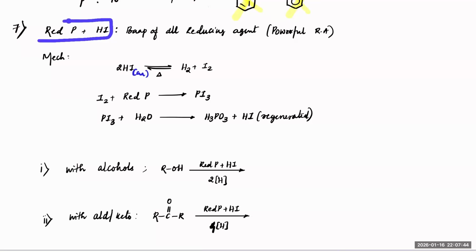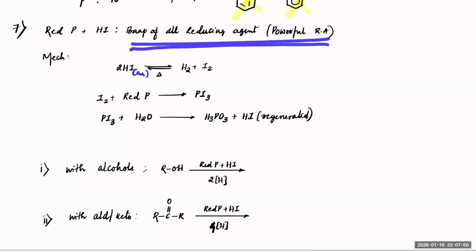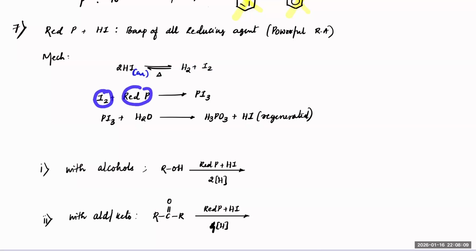In case you have HI and red phosphorus, I can call this a powerful reducing agent. Got it? Why? See, HI has a very weak bond. Slightly on heating, the vapors can convert into H2 and I2. And it is this I2 which reacts with red phosphorus to convert into PI3.